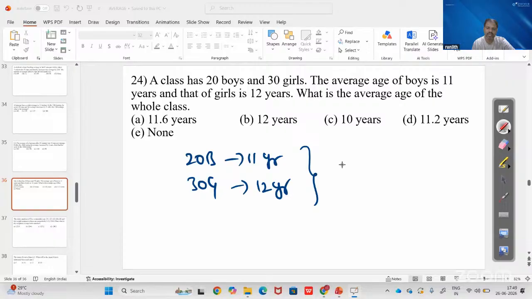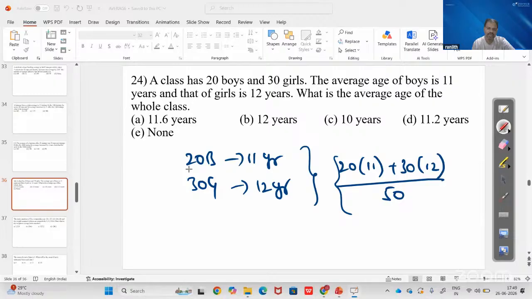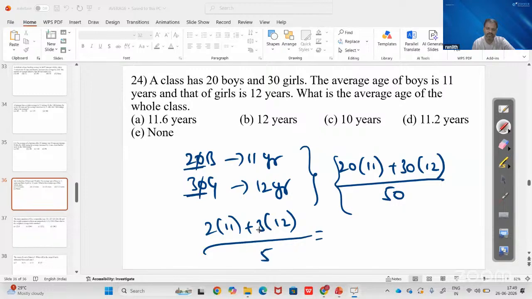Now we can multiply 20 into 11 plus 30 into 12 divided by 50. Instead of doing this, 20 and 30 are divisible by 10. So 0 is cancelled. 2 into 11 plus 3 into 12 divided by 2 plus 3 equal to 5. 22 plus 36 is equal to 58. 58 by 5 equal to 11.6 years. So this is a weighted average question.